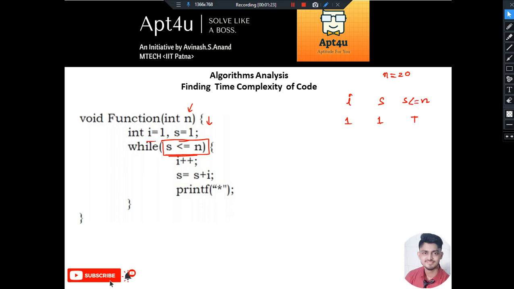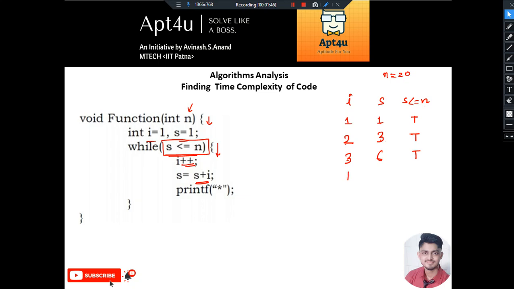So it is true. If it is true, we will enter and perform i plus plus. So what will i become? 2. s is equal to s plus i. s is 1 initially, plus i is 2, 1 plus 2 is 3. 3 is less than or equal to n, true. Again get inside the loop. i plus plus, i becomes 3. s becomes 6 because 3 plus 3 is 6. 6 is less than or equal to 20, true.